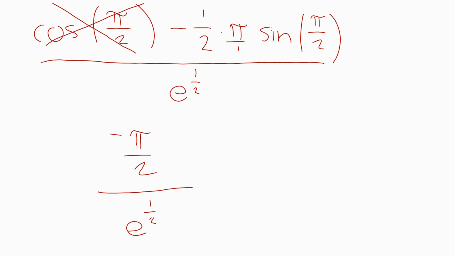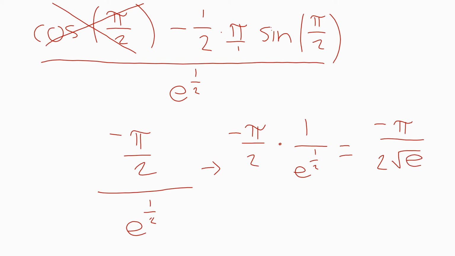Okay, so once again we're gonna use that division rule that we had talked about earlier. Negative pi halves times the reciprocal of the denominator. So 1 over e to the 1/2. And this almost concludes the problem. Negative pi halves, right? That's what we had beforehand. And now in the denominator, I'm also going to include the square root of e, or e to the 1/2. So that is our answer, right there.